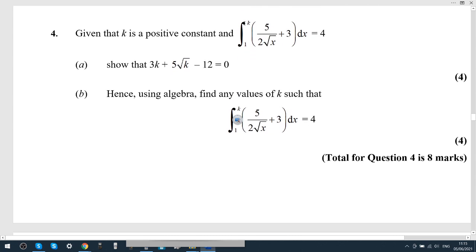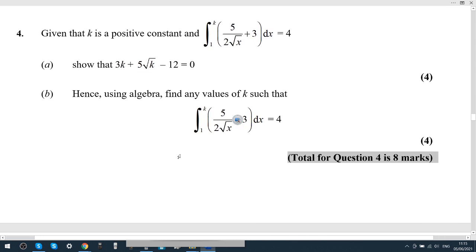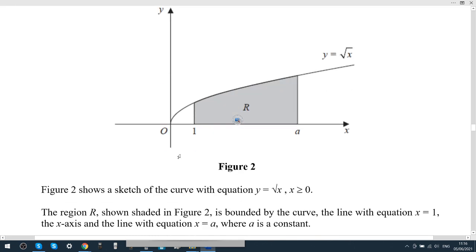This time the unknown is what you're subbing in, but I think it's the same idea really. You would integrate and then you end up subbing in the k for x and then 1 for x, but the unknown is in there. Hence using algebra find any values. It turns out it's a quadratic.